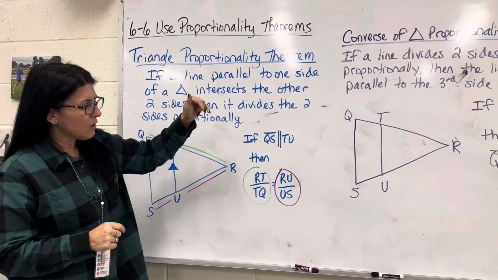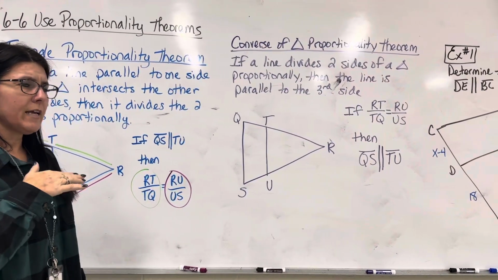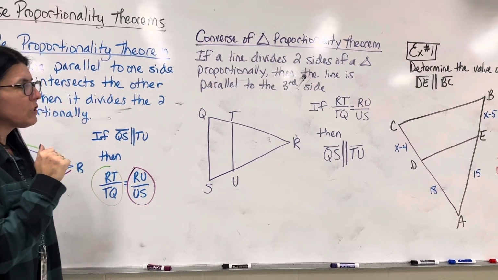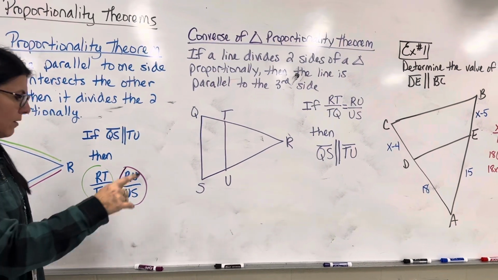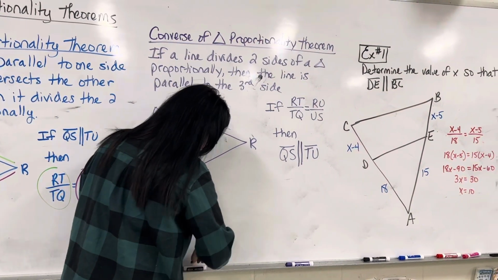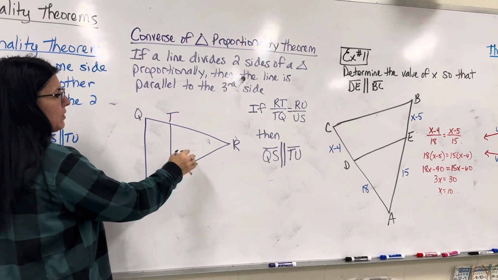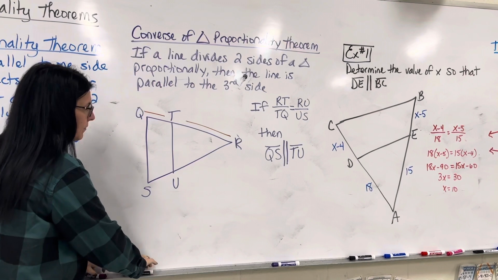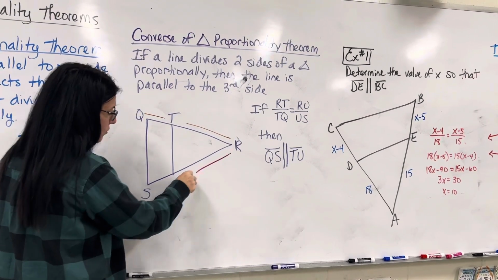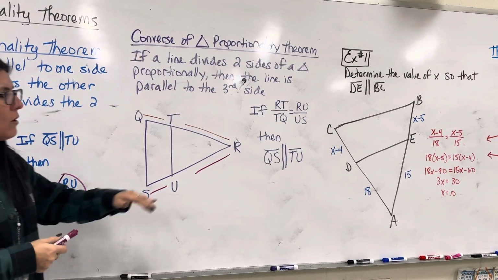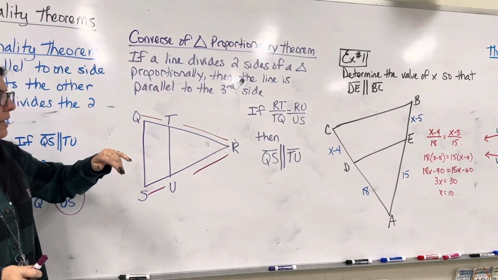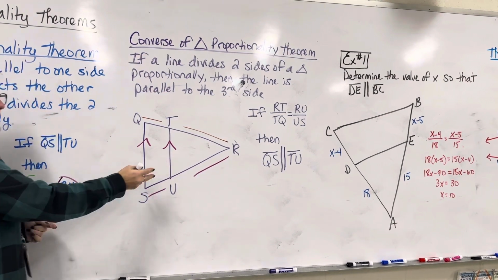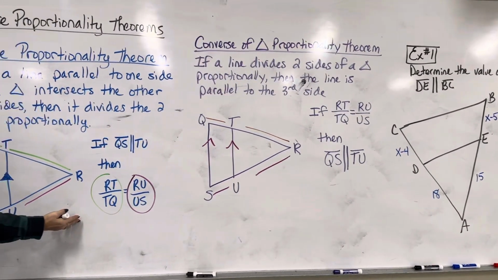So let's look at the converse. Taking the exact opposite, if a line divides the sides of a triangle proportionally, then we know that it's parallel. So looking at my pictures, and I didn't highlight this one the way I did the first one. If I know that RT over TQ and RU over US, if I know that this is an accurate proportion, then I know that these two lines are parallel. So it's the exact opposite of what we just talked about over here.